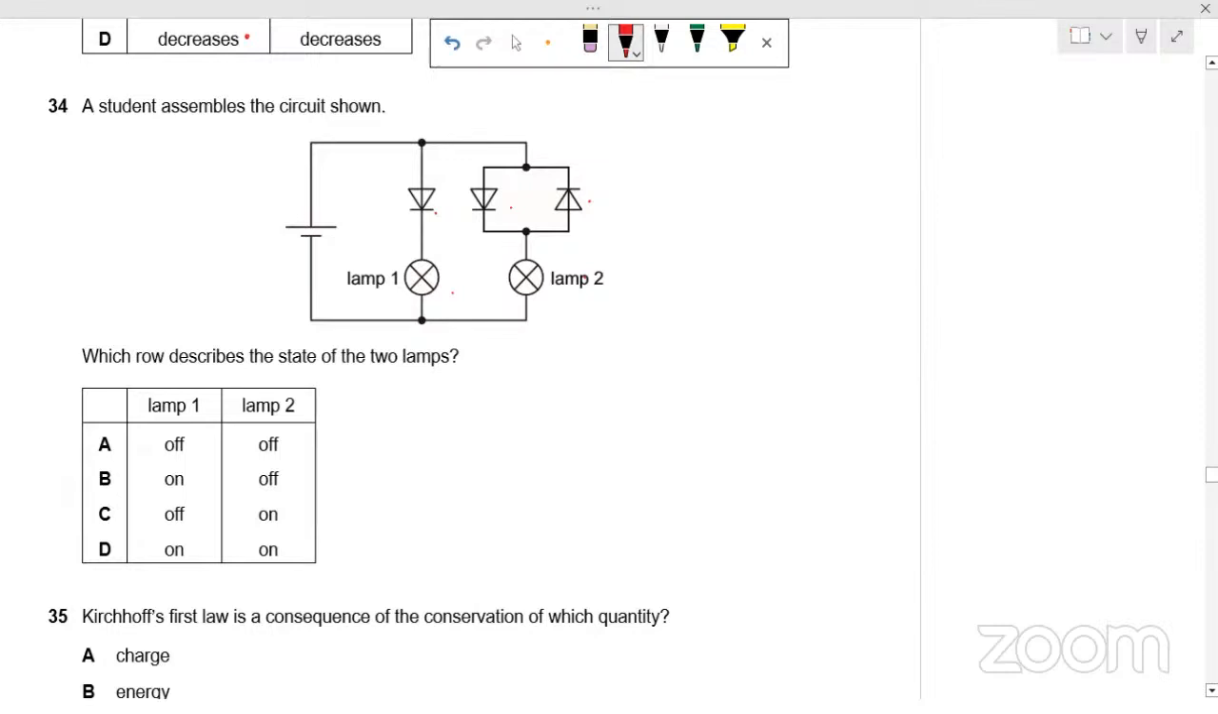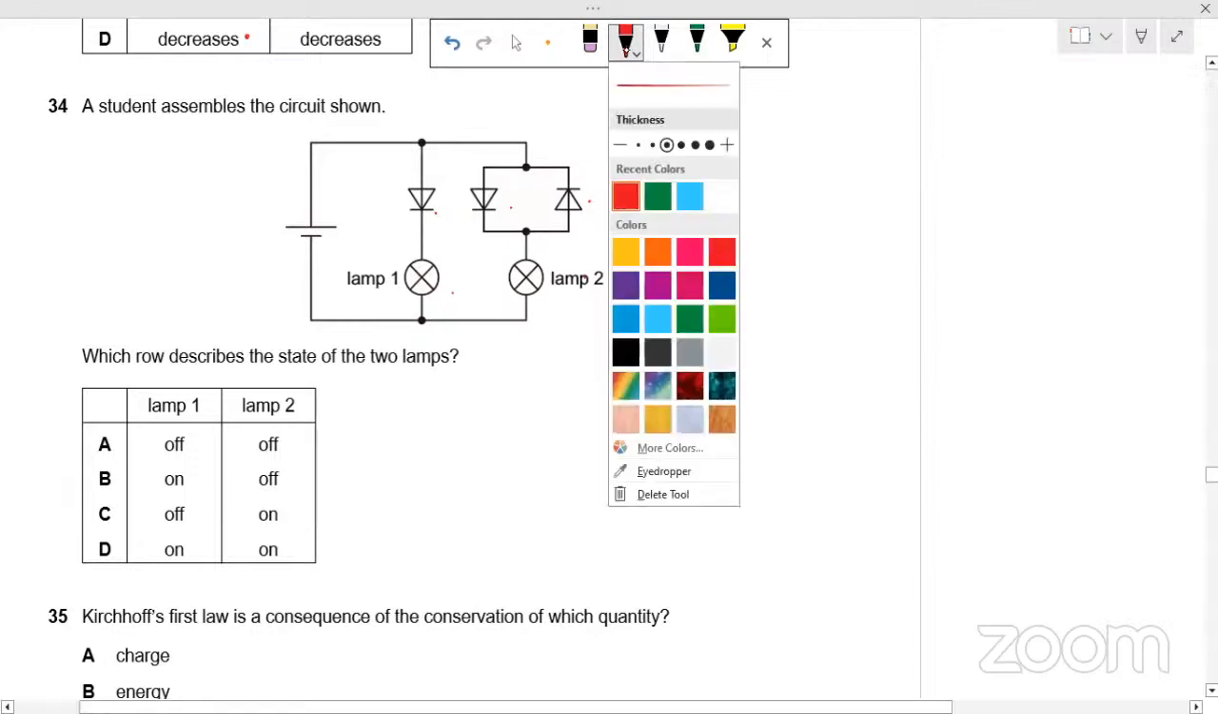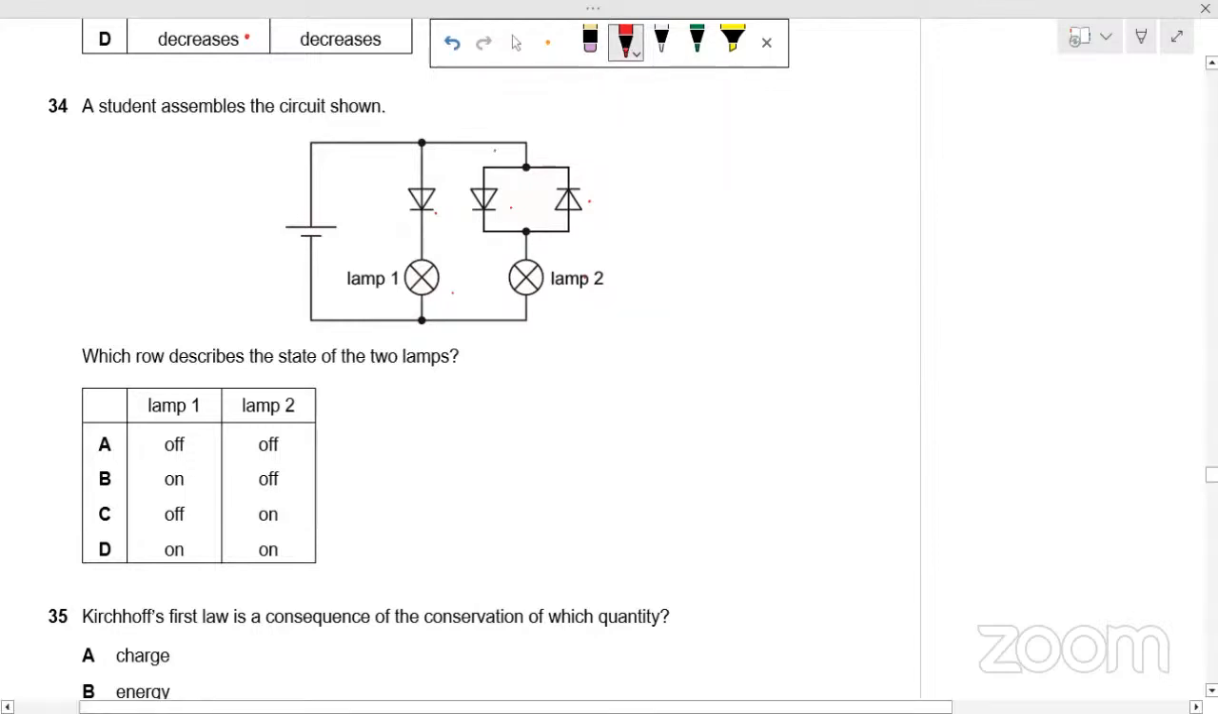Which row describes the state of two lamps? You know, if a diode has high voltage on this side and low voltage on this side, it will conduct. As this side is connected to the high terminal of the potential cell, this diode will conduct and this lamp will be on. Over here, this diode will conduct and that will not conduct.